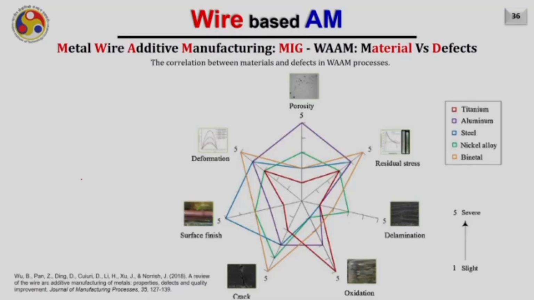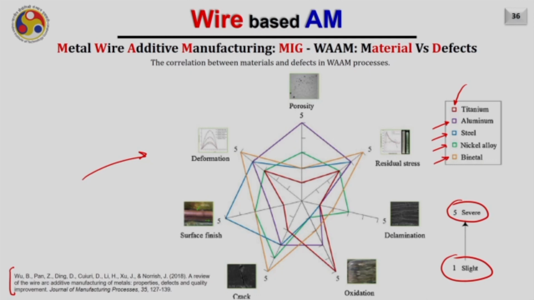So basically, this particular slide, which is taken from this particular reference, summarizes how these defects are more severe or less severe for a particular material. The red color shown here corresponds to titanium. This color is for aluminum, this is for steel, this is for nickel, and this is for Inconel.